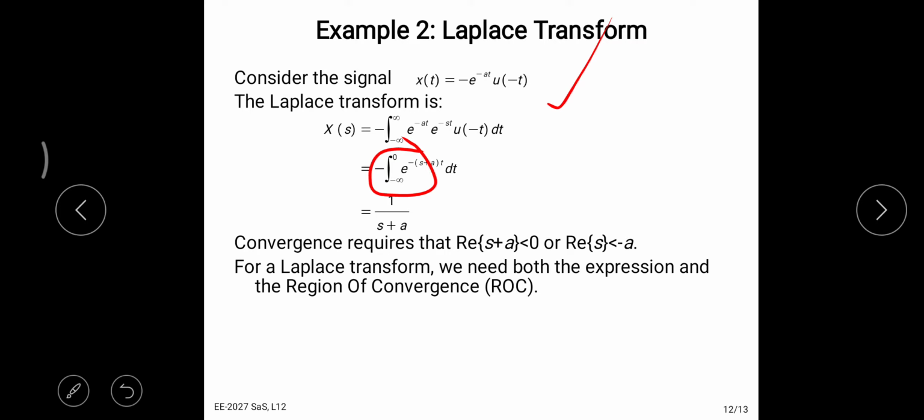Okay, finally I got the answer: 1 by s plus a. So the Laplace transform of minus e power minus at u of minus t is nothing but once again 1 by s plus a. To express the Laplace transform of any signal, we have to mention both X of s as well as the ROC; that is the complete Laplace transform. ROC will be explained in the upcoming lectures.